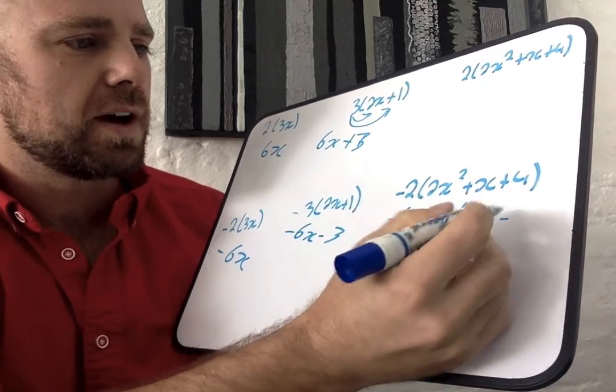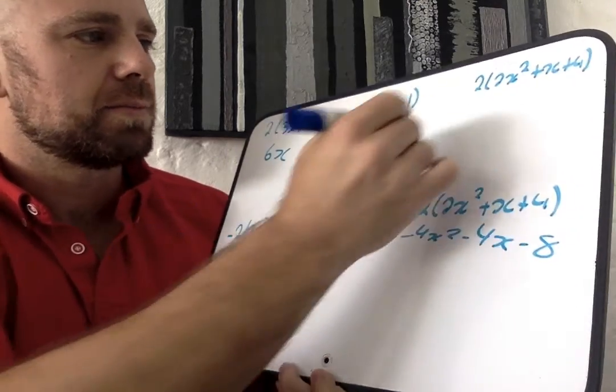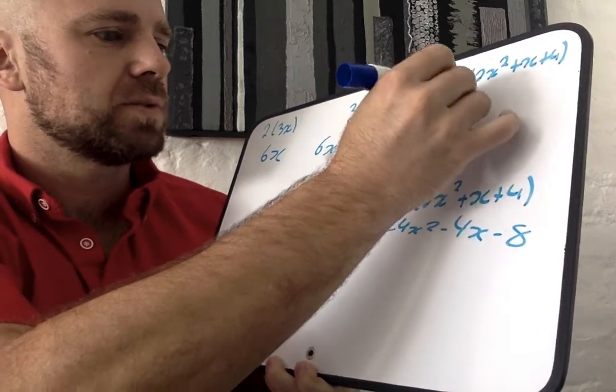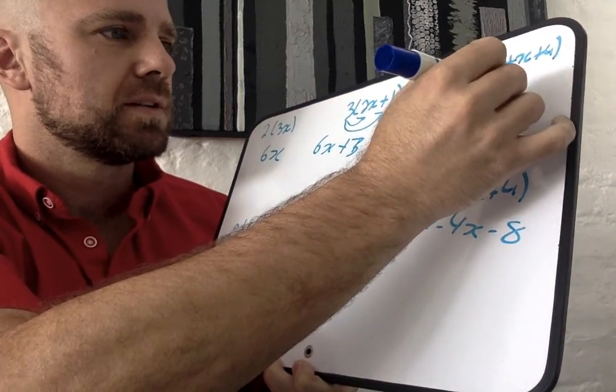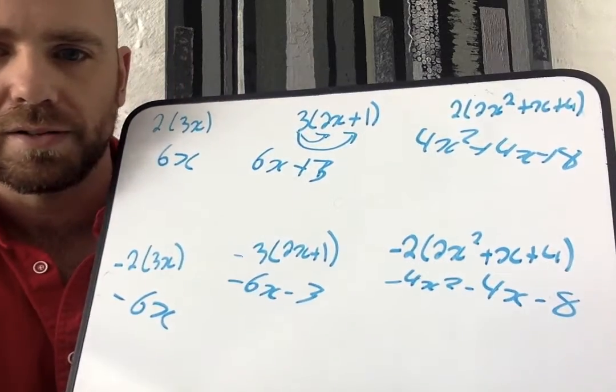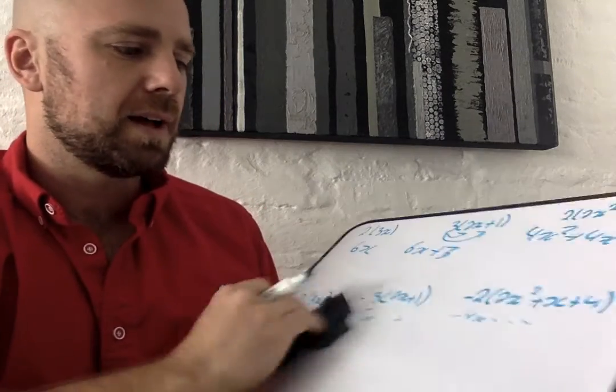2 times 2 is 4, so we get 4x. Negative times a positive is a negative. Okay, 2 times 4 is 8. So up here we would have the opposite. We'd have 4x squared plus 4x plus 8. All right, so those would be how we would multiply in.